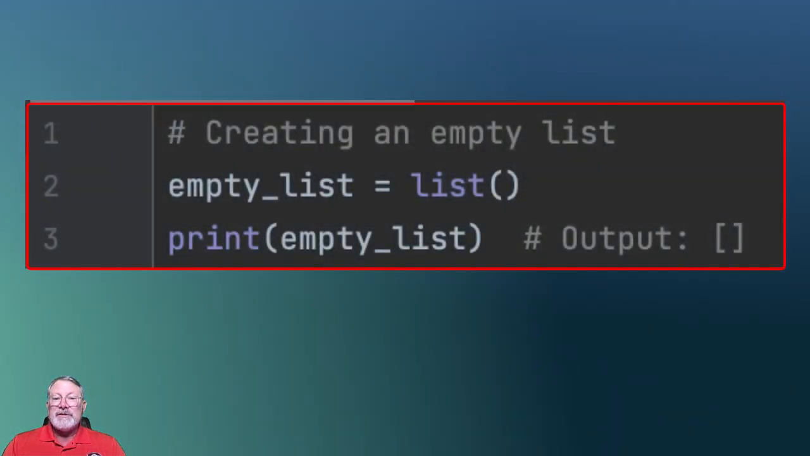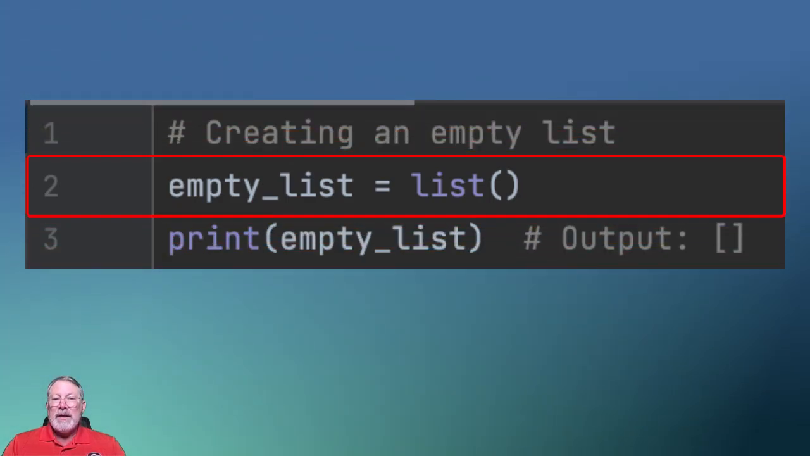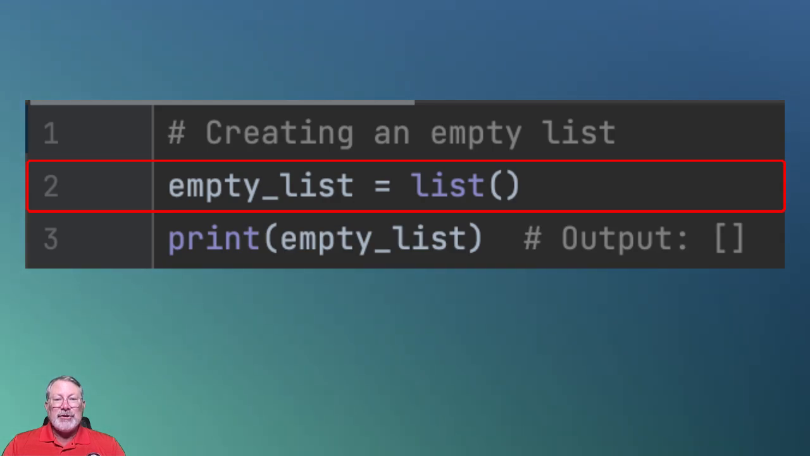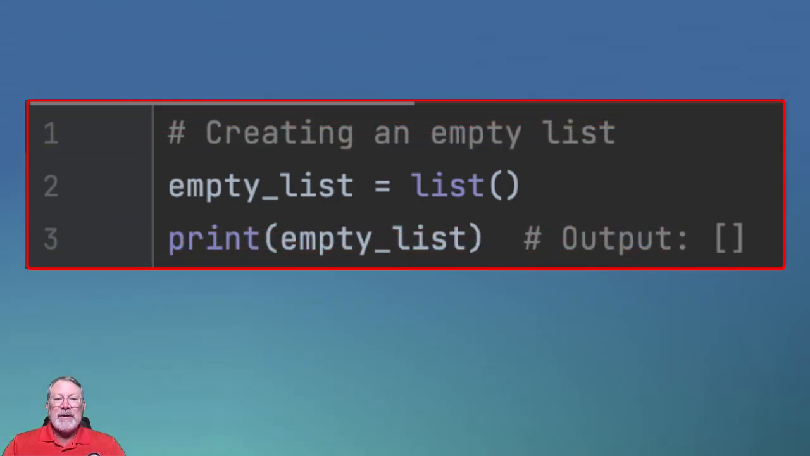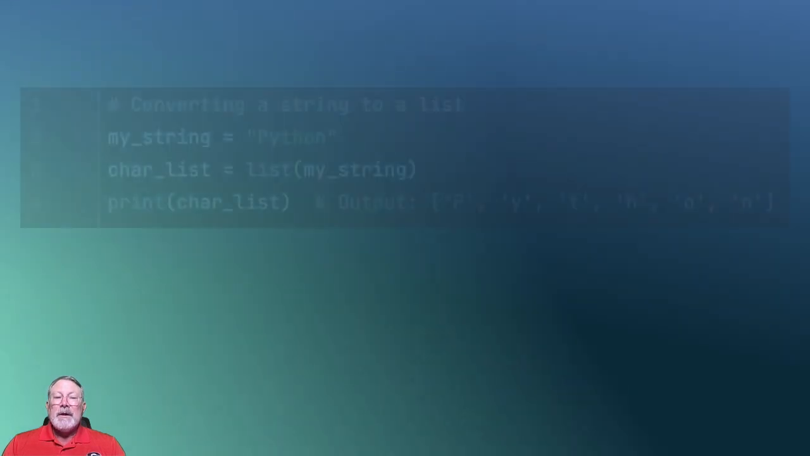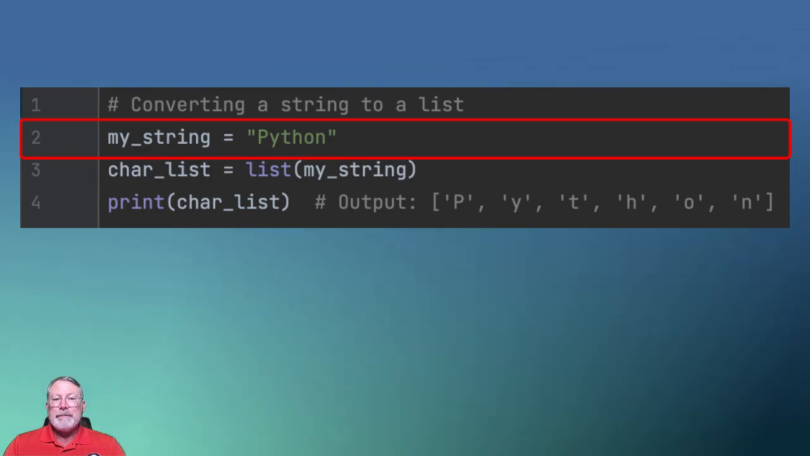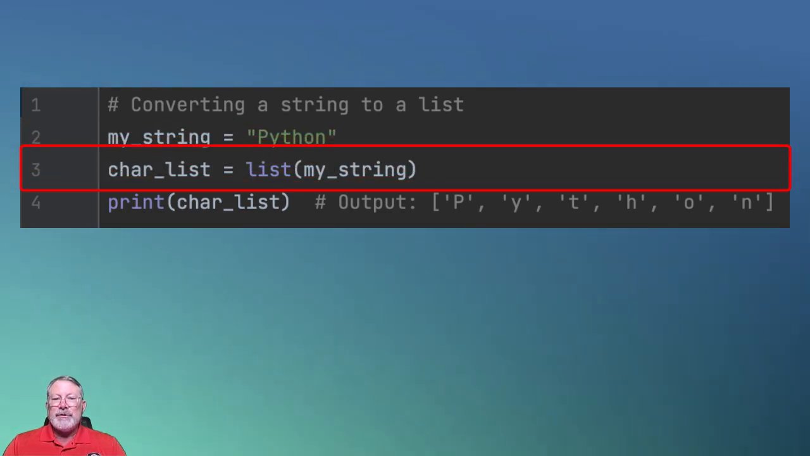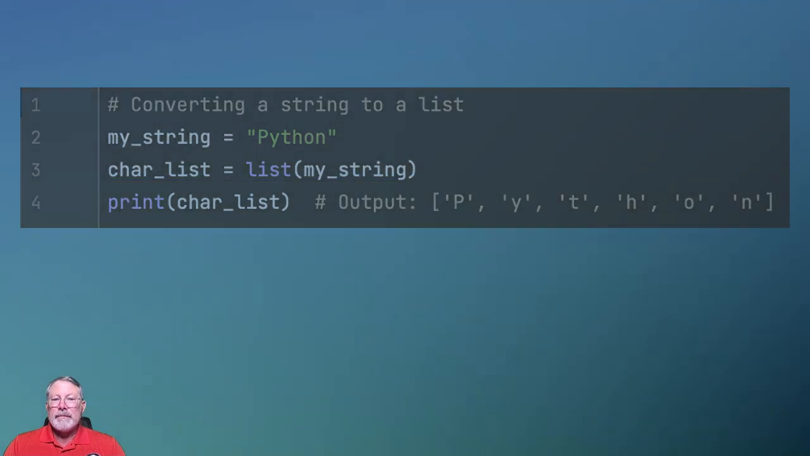Let's start with a simple example, creating an empty list. Here, list initializes an empty list, which you can later populate with elements. The list function can split a string into individual characters. Each character in the string becomes an element in the resulting list.